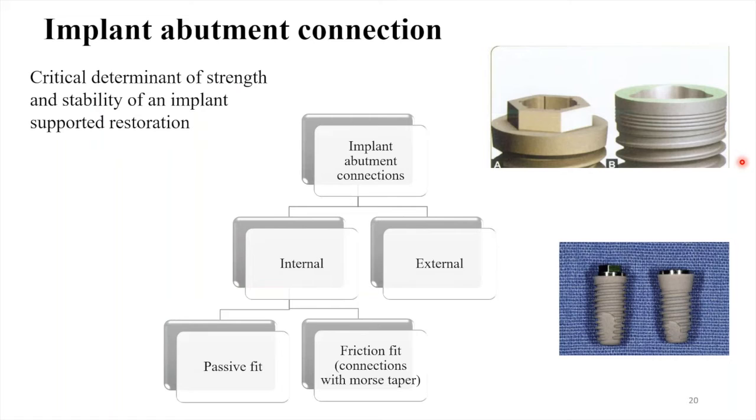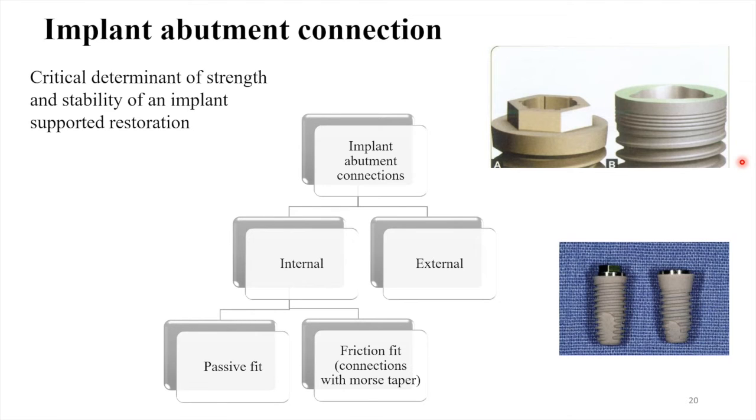The implant abutment connection is the junction between the dental implant and its abutment. It is one of the critical determinants of the strength and stability of an implant supported restoration and has a major role to play in the success of the implant. They could be internal connection or external connection. External connection: the crestal module of the implant has a component which fits in the component present in the abutment. Whereas in the internal connection, the connector projects from the surface of the abutment and fits into a depression on the surface of the implant.